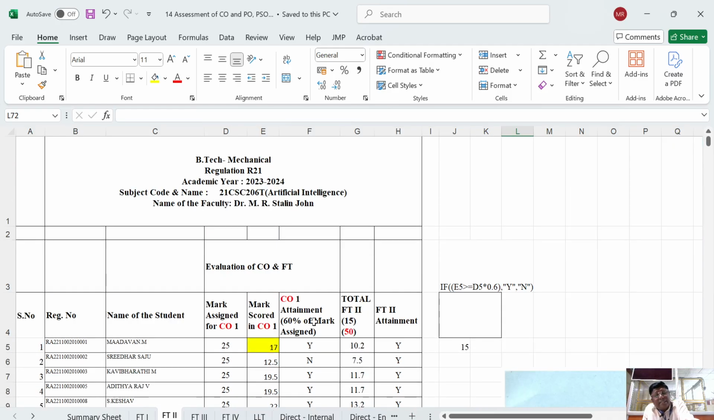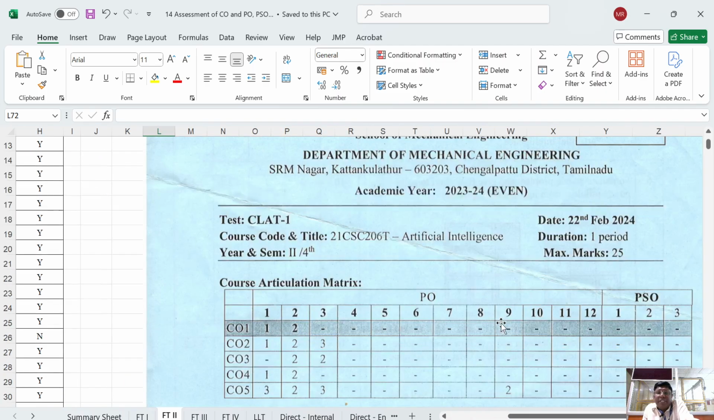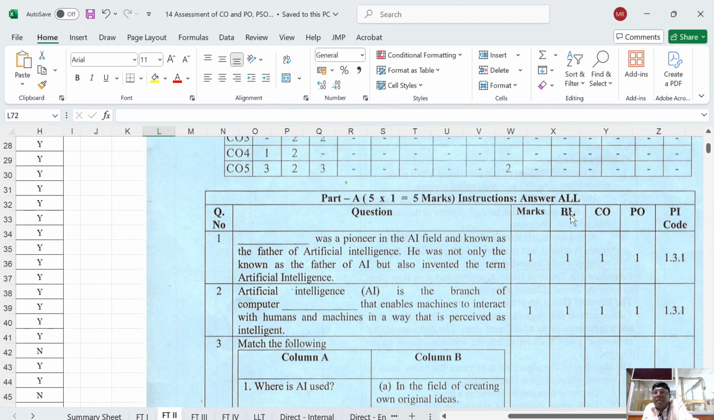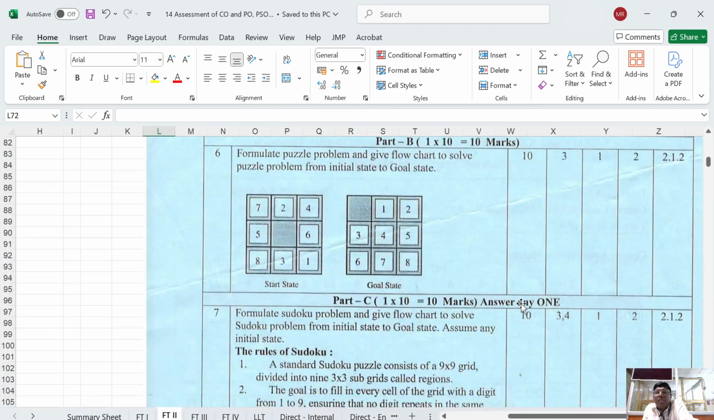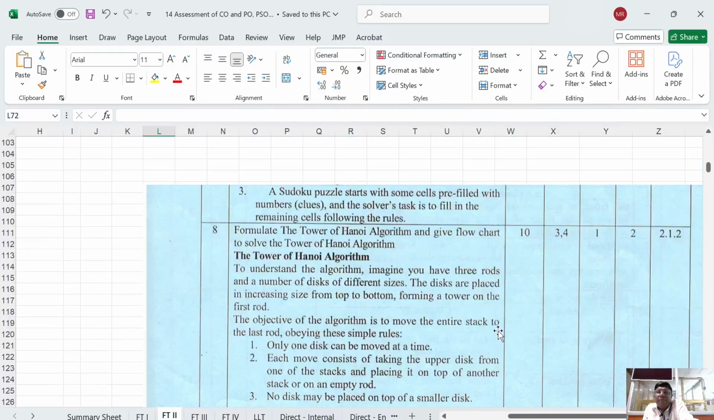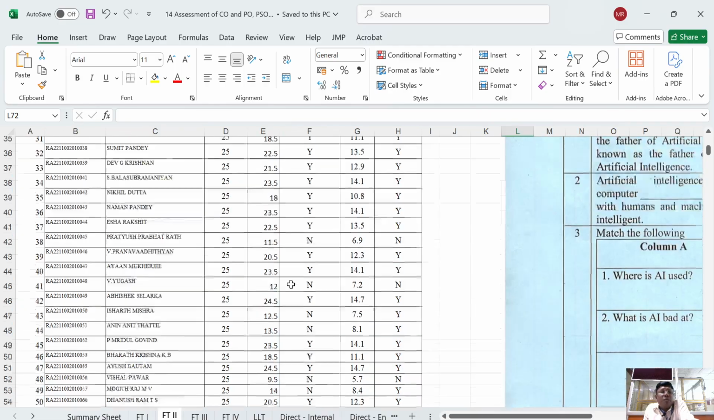That is a question paper model, not a quiz model. Whatever the question paper model is, I have kept it here. If you look at the question paper model, the corresponding marks, Bloom's level, and the CO, PO and PI code are available. So you can look at it here. While you are calculating, this PO and CO has to be matched. So the same one has to be entered.